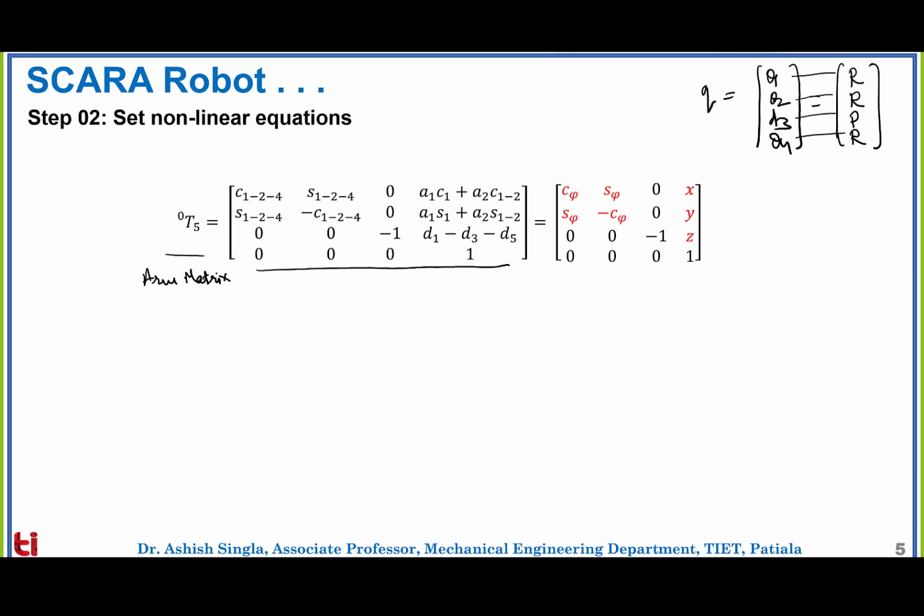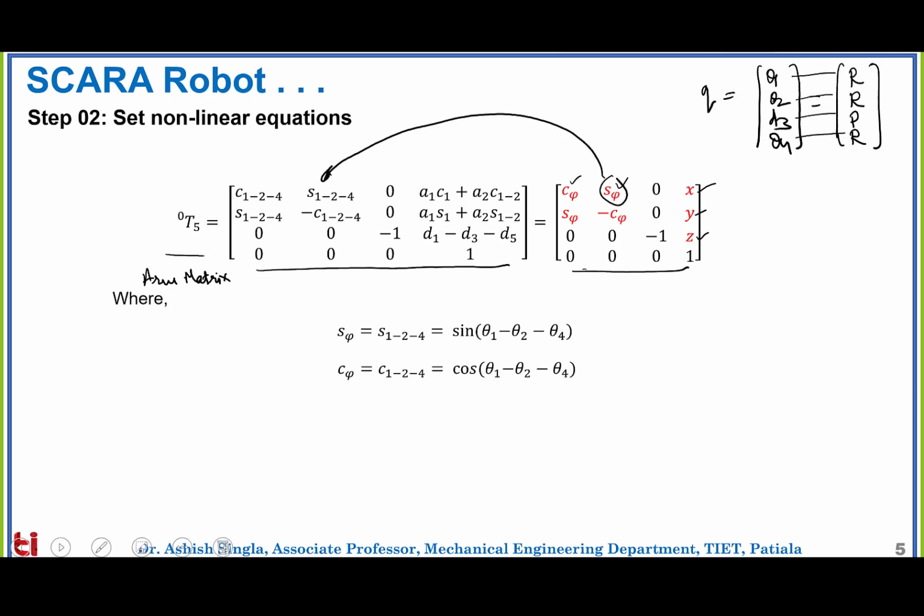So we have only these 5 equations, marked in red color: the x, y, and z position, and this cos phi and this sin phi. These are the 5 equations we have, and we have to solve for these 4 variables: theta 1, theta 2, d3, and theta 4. Sin phi you compare with the corresponding entry over here. So cos phi is c1 minus 2 minus 4, which represents cos of theta 1 minus theta 2 minus theta 4.